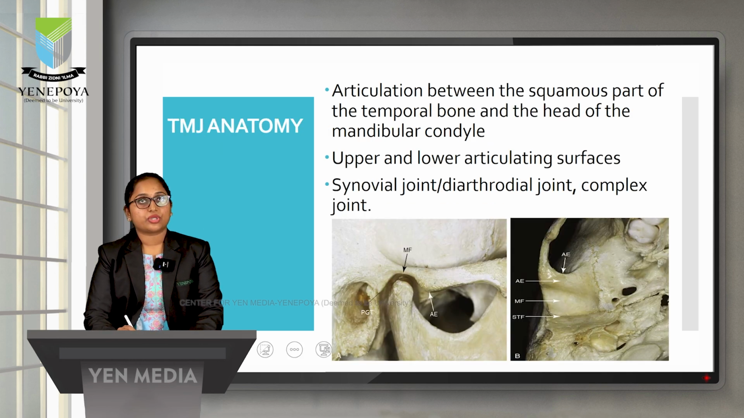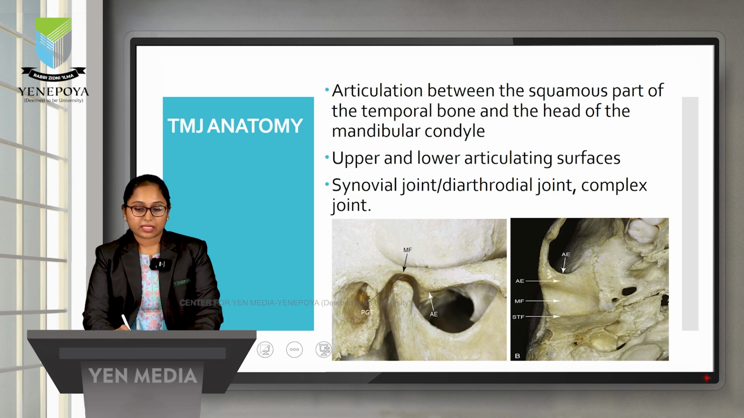Coming to temporomandibular joint anatomy, the TMJ is nothing but the temporomandibular joint. It is the articulation between the squamous part of the temporal bone, which you can see here, and the head of the mandibular condyle. As the name suggests, it consists of two articulating surfaces: the upper articulating surface and the lower articulating surface.